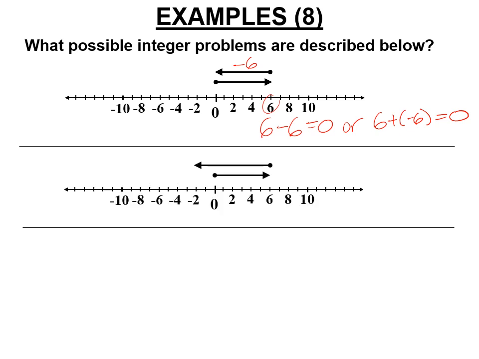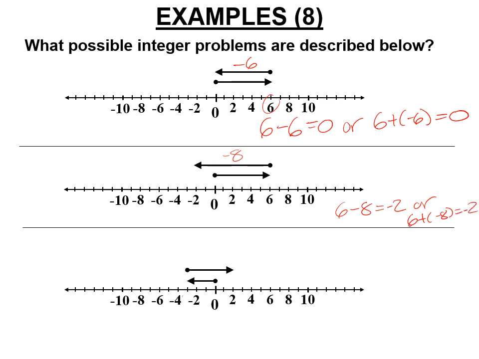How about this one? This is 6, and we ended up at negative 2. So what was here? It was minus 8. So it's 6 minus 8 is negative 2, or it's 6 plus negative 8 is negative 2. What's that? The first number is negative 3. And by the way, if you ever get confused, you know the answer here is 2. So how did we get to 2? One way to get to 2 would be to add 5. So what would be another way? It would be to subtract negative 5.